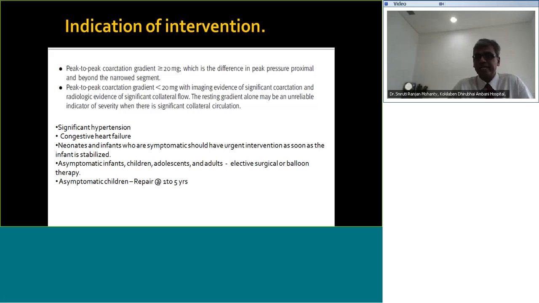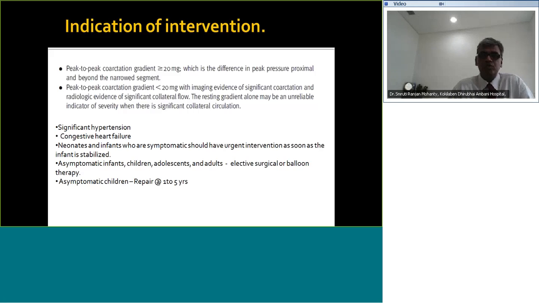That's because the resting gradient alone may be an unreliable indicator of severity when there is significant collateral circulation. So mind you, your 20 gradient is not sacrosanct. The other way of looking at the indication for intervention is when there is significant hypertension, or when there is congestive heart failure, obviously, no questions, one has to intervene.